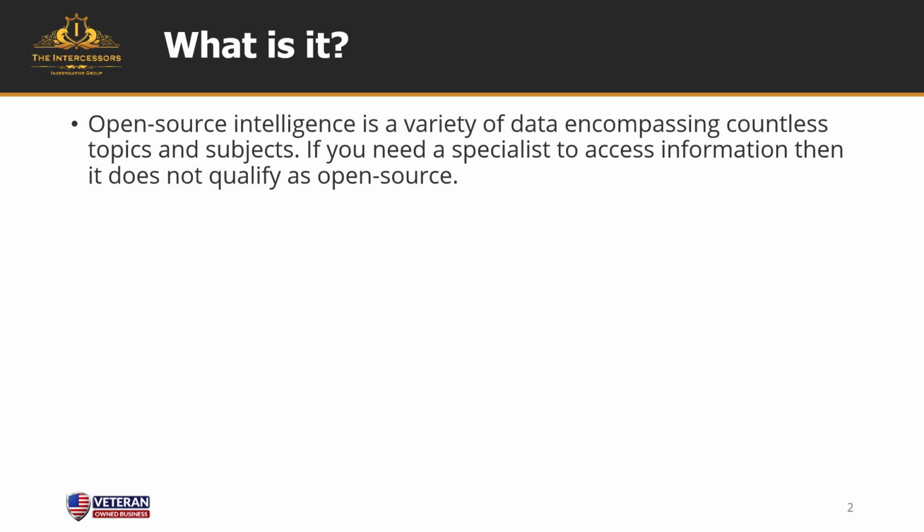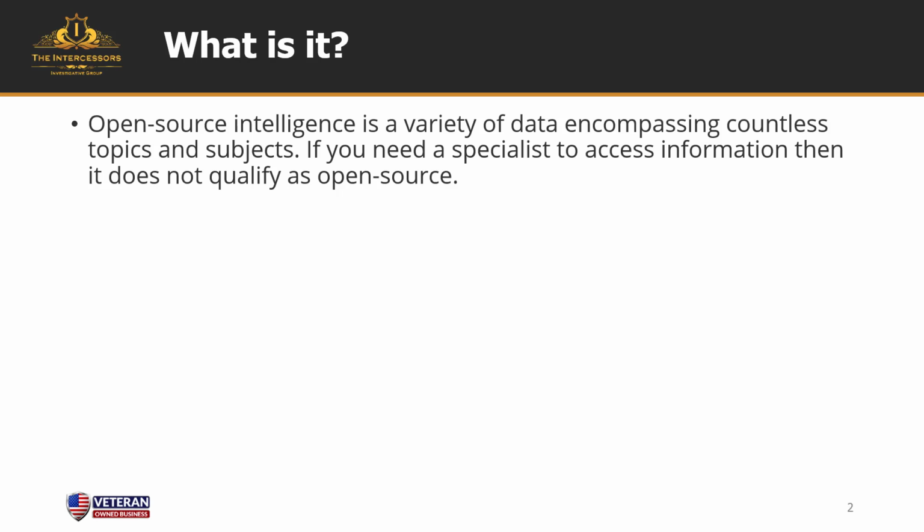Open source intelligence is a variety of data encompassing countless topics and subjects. If you need a specialist to access information, then it does not qualify as open source. OSINT is not limited to what you can find via popular search engines. There are sites on the deep web that are not indexed or found by your regular search engine, though the information is still legal to obtain by the general public. This creates a lot of data which qualifies as OSINT.